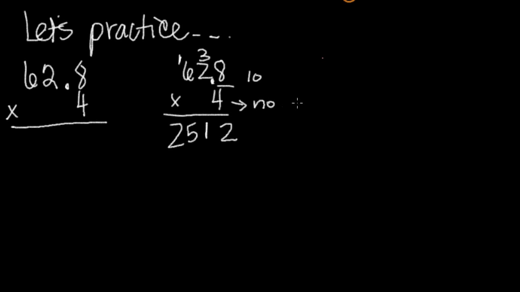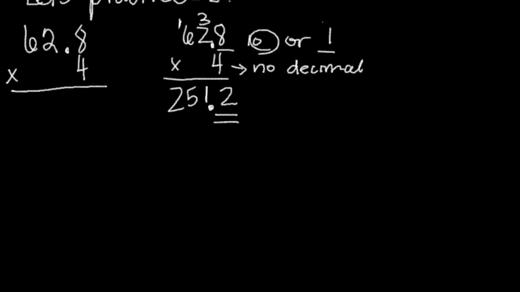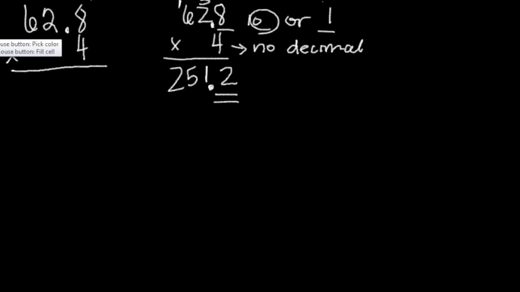The 4 is a whole number, so there is no decimal. So I know my answer is going to be in the tenths place. There you go. 251 and 2/10. Or you can see, oh, well, there's only one number after the decimal, so there's only going to be one after the decimal in my answer.